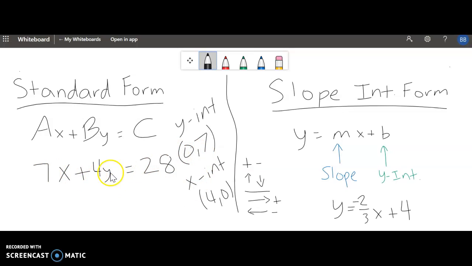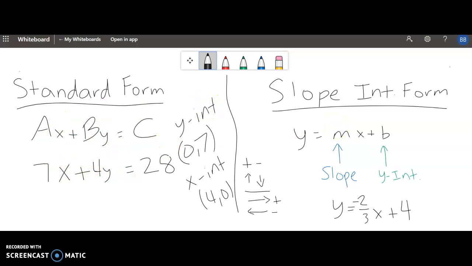Okay, well, let's pretend this one's 0. Oh, that'd have to be a 4. So that's pretty easy to tell what the y-intercept and x-intercept are right off the bat. So it gives you that benefit for standard form. You can easily tell the x-intercept, whereas with slope-intercept form, you can't really do that.